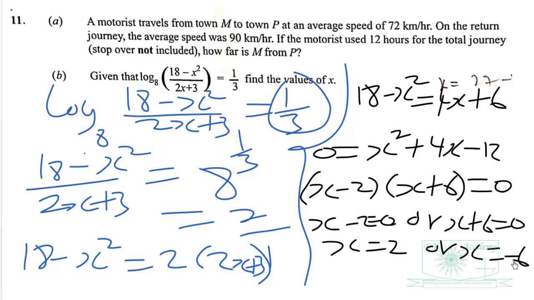When you check, both of them will give you the same result, a positive result. Therefore, both x equal negative 6 and 2 satisfy the equation. The values of x are x equal 2 or x equal negative 6. We are done with question number 11.